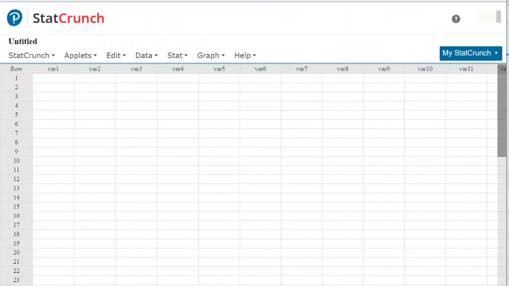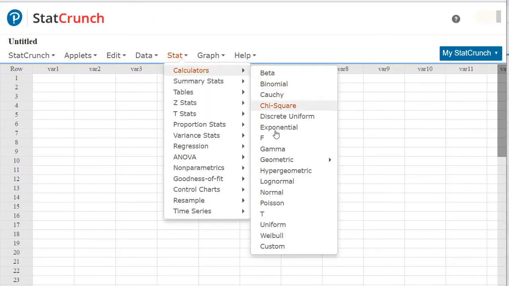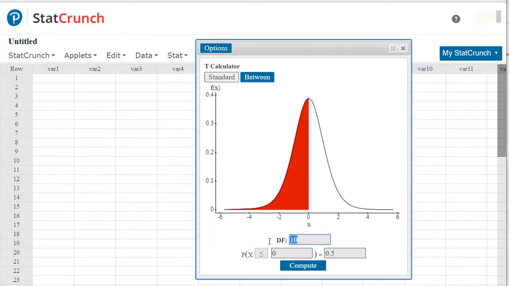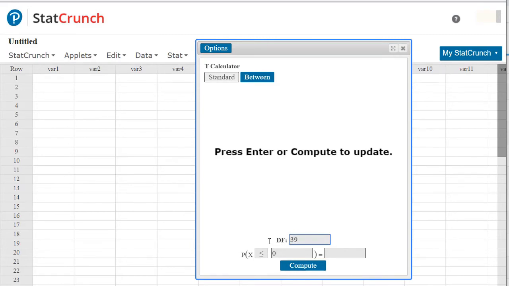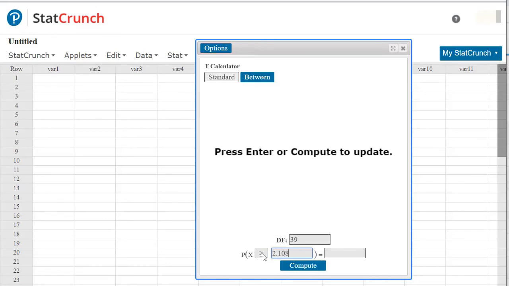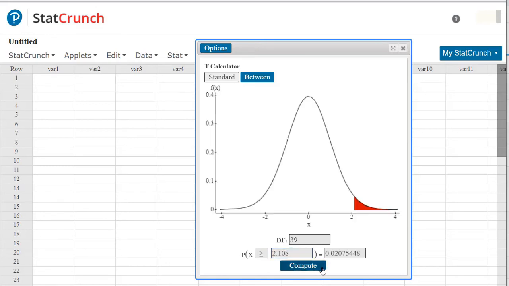Now I mentioned we could also use the t-calculator in StatCrunch. I can go to Stat, Calculators, and T. This gives me the t-calculator. So I can enter in the degrees of freedom, which is 39. And I want to know what is the area to the right of my test statistic. And my test statistic is 2.108. So I enter that inside here. When I say compute, I get 0.0208, which is the same value that we got using the calculator. So the p-value in this case is 0.0208.